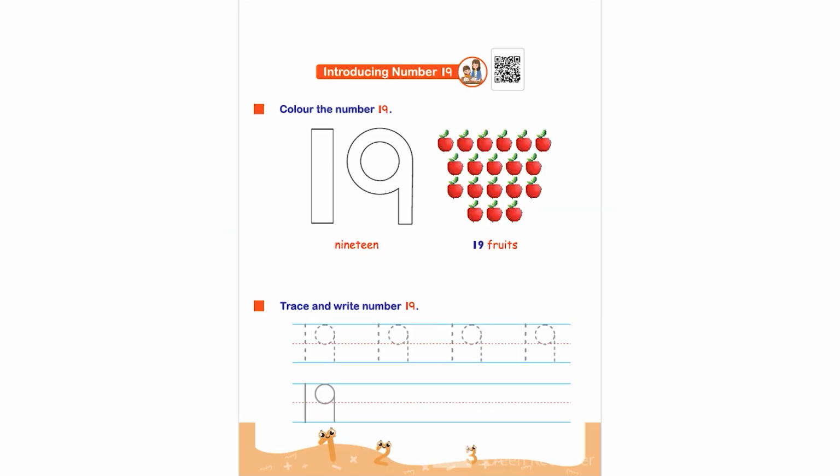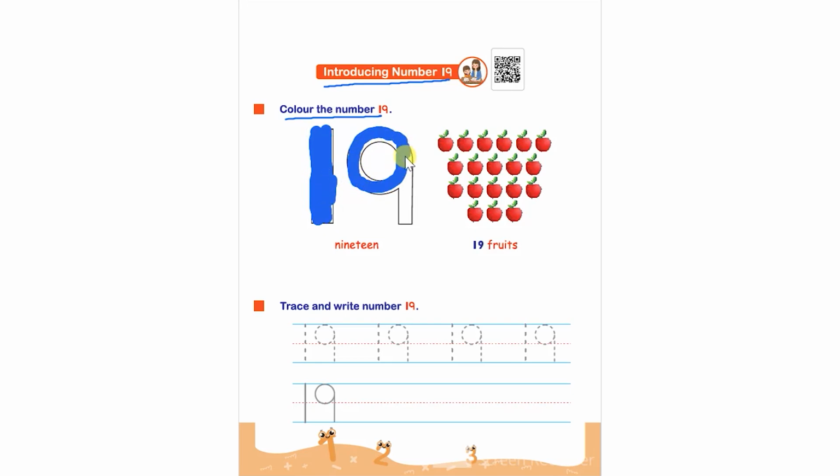Hello everyone. In this worksheet, the topic is introducing number 19. Color the number 19. So here the child has to color the number 19 first of all. For that they can use crayons or pencil colors to do the same.